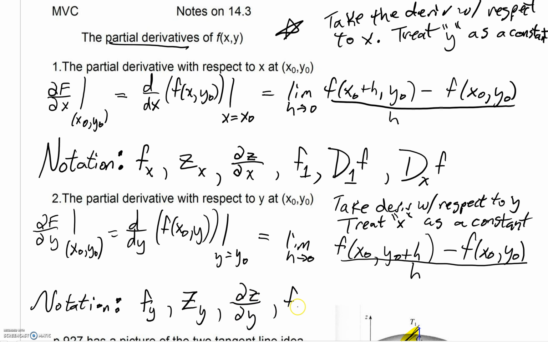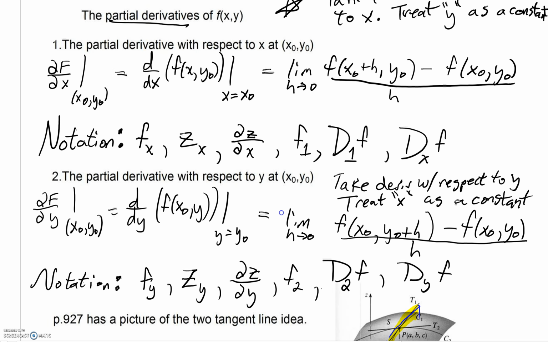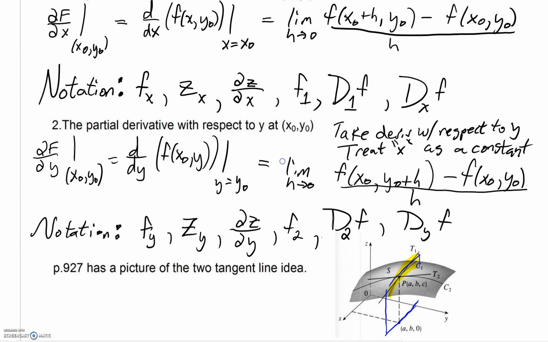F sub 2. If you ever see that, f sub 2, it means take the derivative of f with respect to y. You could say capital D subscript 2 of f. Capital D subscript y of f. All 6 of these are really communicating the same exact thing. They're saying take the derivative with respect to y, hold x as a constant.